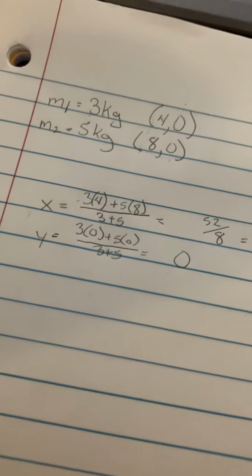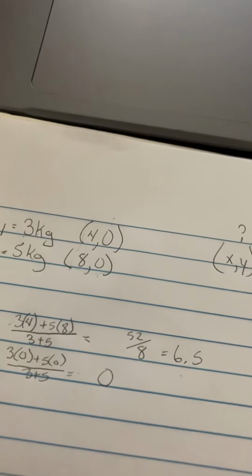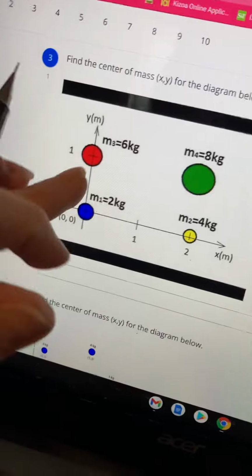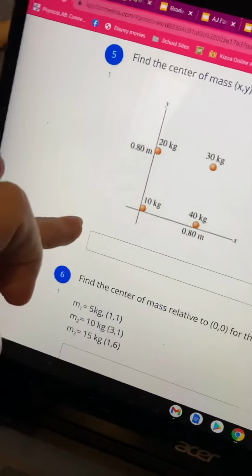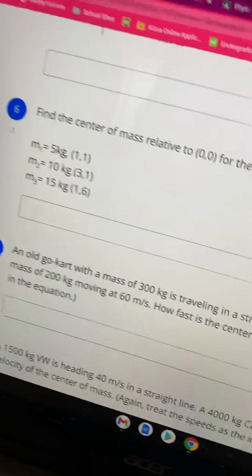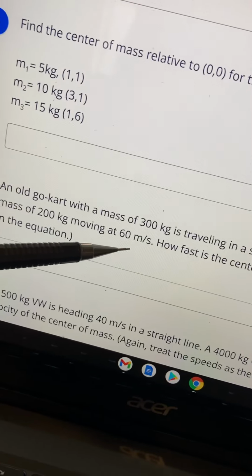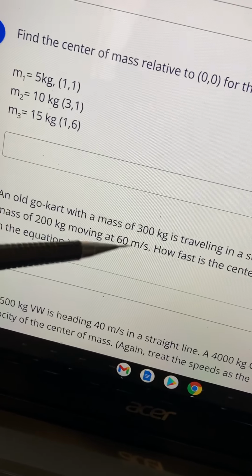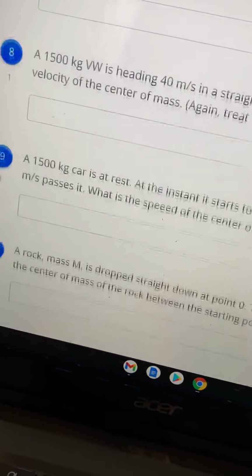If they asked for the x and y, then you just would put 6.5, comma, 0. On most of these, they're asking for the given mass and then location. On down, some of them express it instead of mass, like number 7, velocity. So instead of your x and y, you would have the velocity be your x. I think that's it.